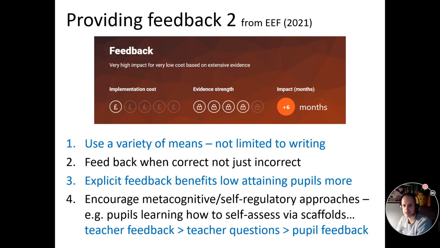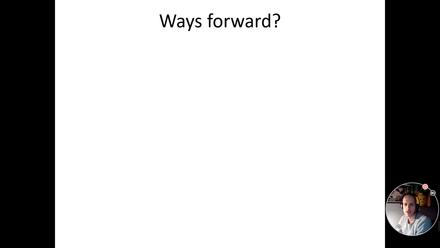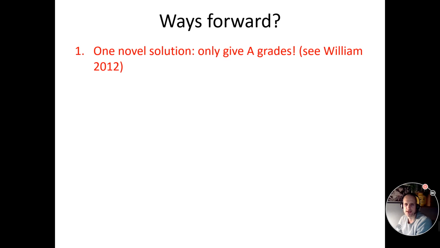Being explicit in one's feedback may benefit lower attaining pupils, and actually you want to take a scaffolded approach to the giving of feedback. So you might give teacher feedback, very explicit. That might then move to teacher questions once a student is becoming familiar with the kinds of things that they need to do to improve, patterns over time. That might move to just questions, and then to pupils being probed to give their own feedback on their work. Some suggested ways forwards. Wiliam says, well, just give A grade. Students will take longer to get there, but is that a way forward?